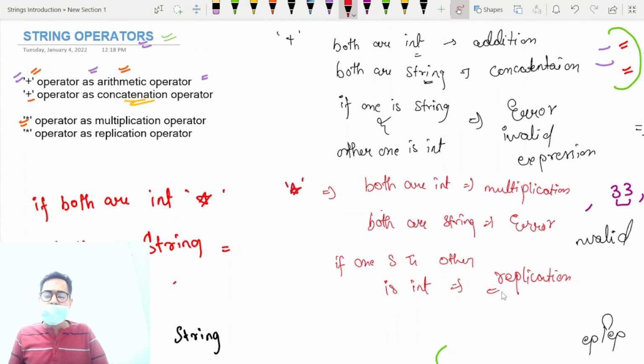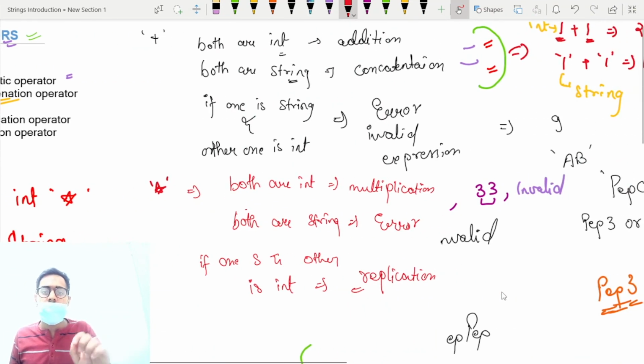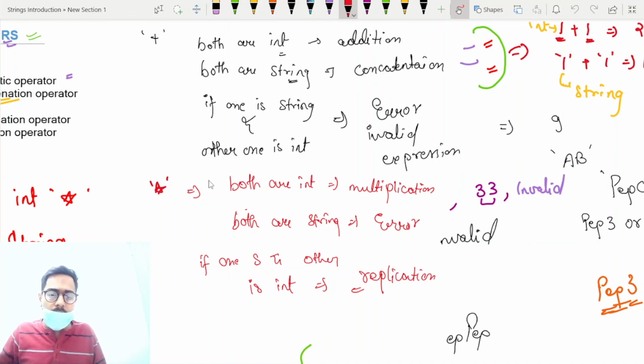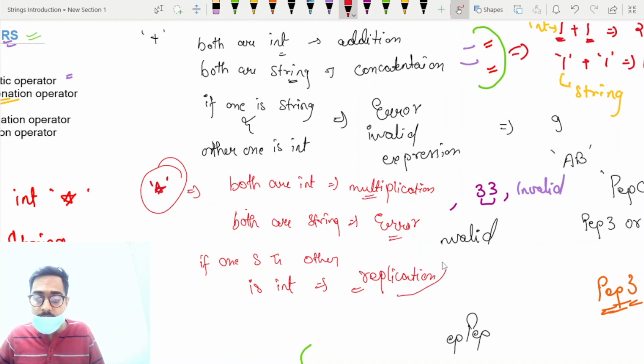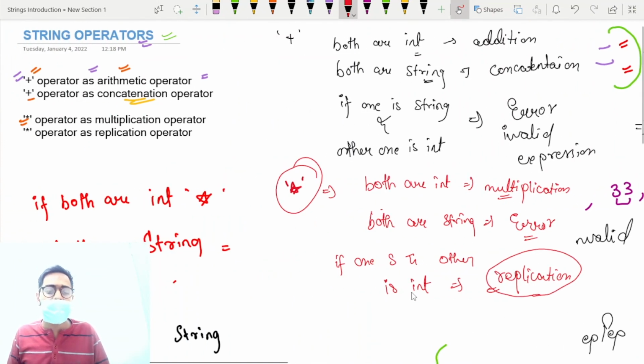So just remember these several key points regarding the plus operator and the multiplication operator. In what case plus will perform addition, concatenation, or give you an error, and in case of the multiplication symbol, remember in which case it will perform multiplication, in which case it will give you an error, and in which case it will perform replication. That's all for this video. In the next video, we'll be meeting with new topics.